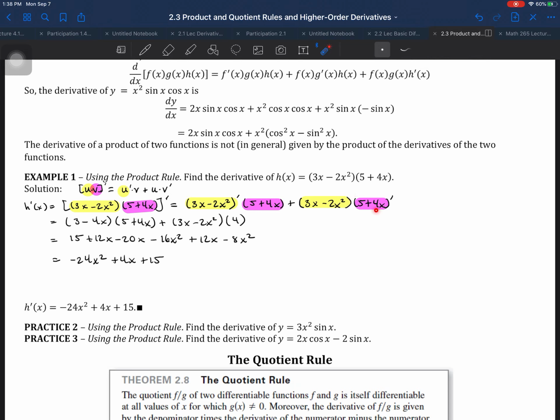And then followed by 5 plus 4x prime, which means I'm going to take the derivative of this. The derivative of a constant is 0, plus the derivative of 4x. What happens to the 4? It carries over, multiplied by the derivative of x. I remind you the derivative of x is 1. So I'm technically multiplying 4 times 1 here. So that's a 4, and that's it. That is the derivative right here. That's technically the derivative, and for the most part, I'm okay with this a lot of times.